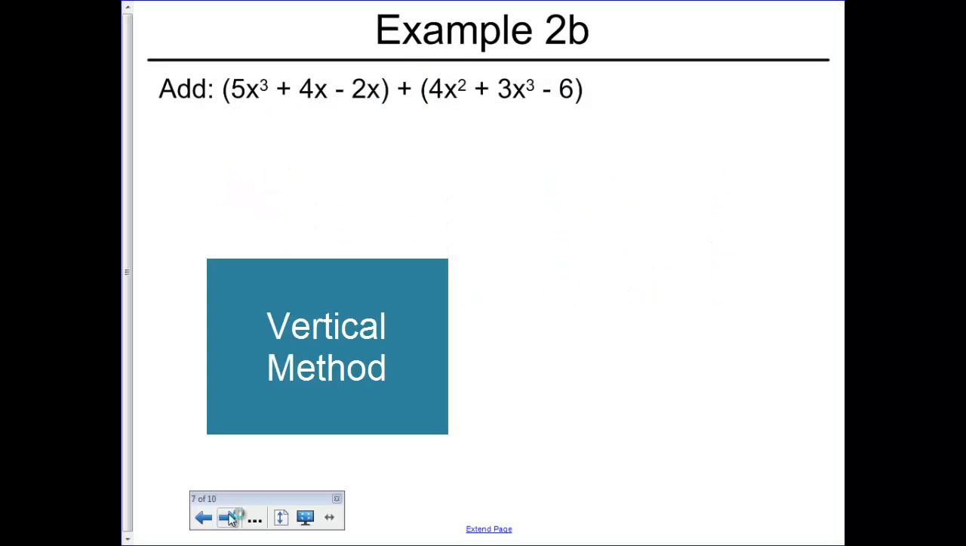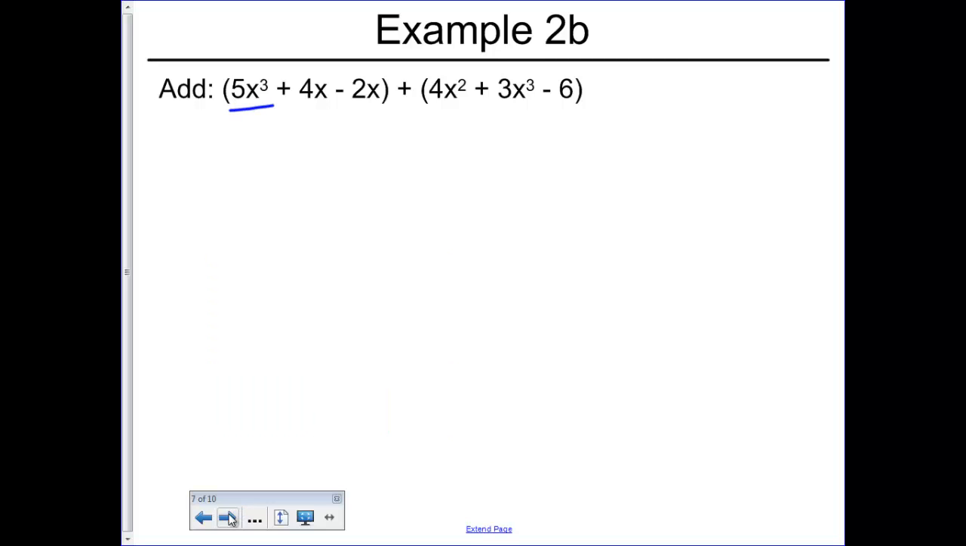Here we're going to do the same thing, only we're going to do this horizontally. So this is example 2b. I'm going to start with the top one. My biggest degree is 5x cubed. And I look through and see, well, I don't have any x squared.